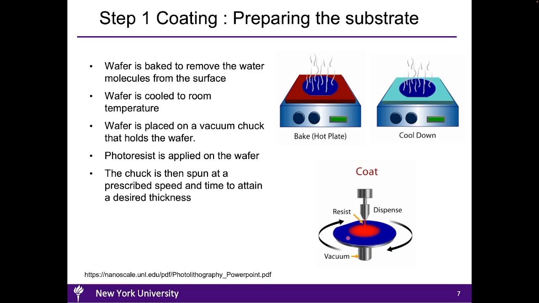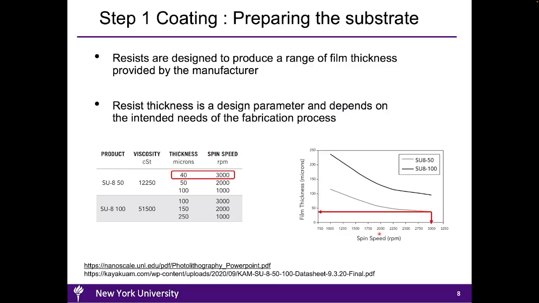This involves initially dispensing the resist onto the wafer and then spinning the wafer at a prescribed spin speed and time to obtain a desired photoresist thickness. Note that the photoresists are designed to produce a range of film thickness. As a result, the resist thickness is a design parameter which depends on the intended target and need of the fabrication process. For example, a thinner resist is helpful for improving the minimum feature size, while a thicker resist may be needed for performing a subsequent etching process.